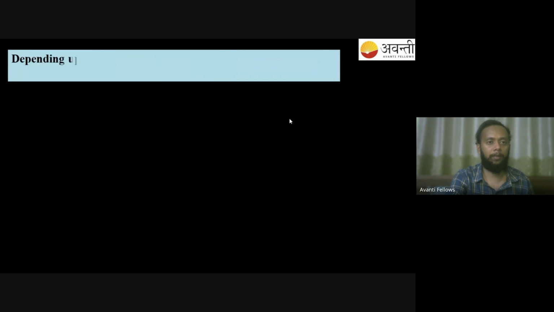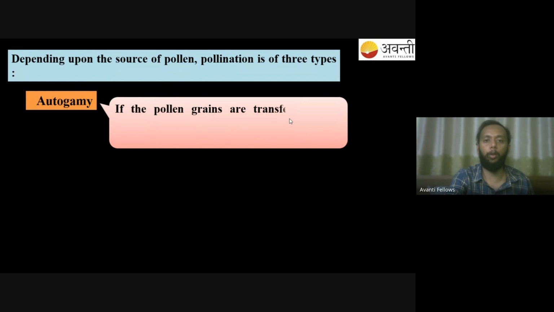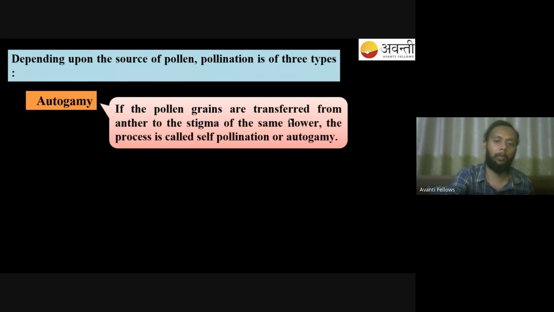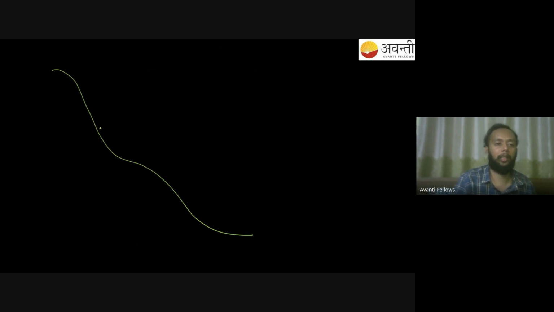Then you have, depending on the source of pollen, pollination is of 3 types. Autogamy: if pollen grains are transferred from an anther to the stigma of the same flower, the process is called self-pollination or autogamy. So that's something you know. Okay. Then, now let's talk about geitonogamy. Something I've already told you about geitonogamy here is that assume that, again, I'm just drawing this picture so that you have a better clarity. You have one flower over here. You have one flower over here.